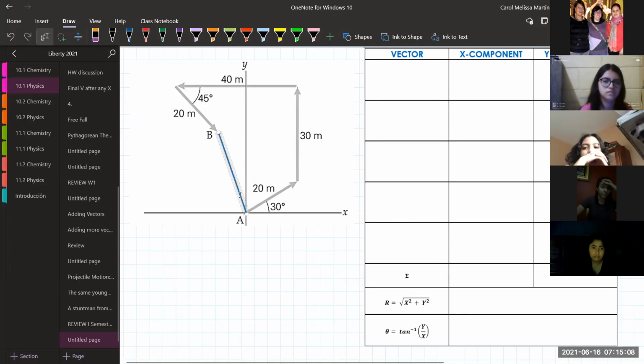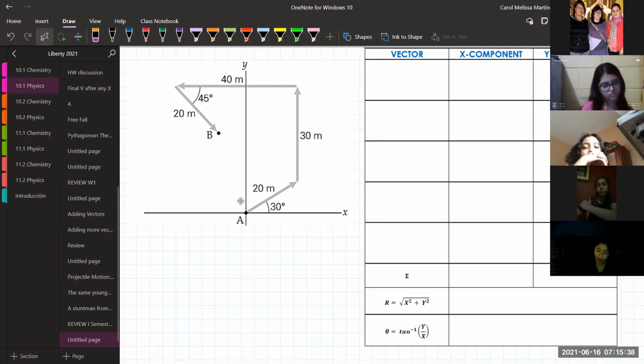So we identify all the vectors that are making up the path that the person followed. As you can see, because we have four vectors, the path was divided in four parts, so we're going to have four vectors. You can call them with letters, or you could call them with numbers. It doesn't matter.